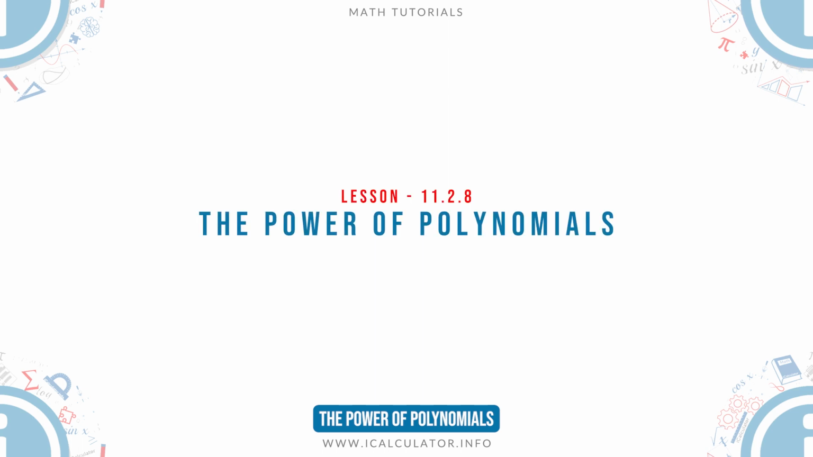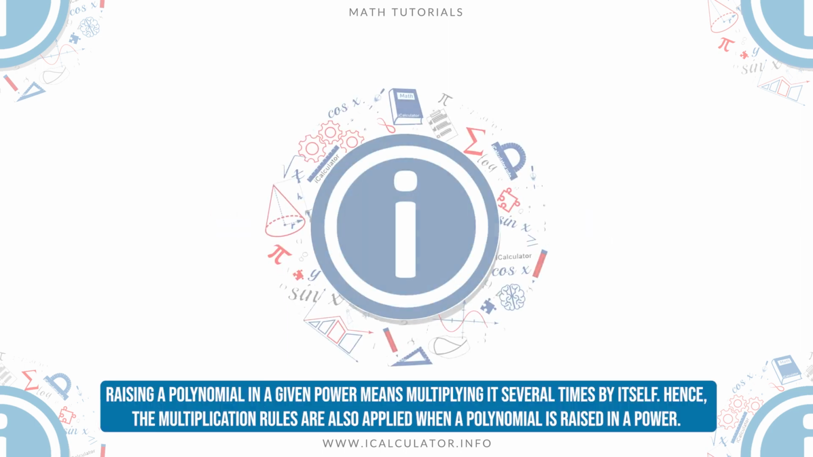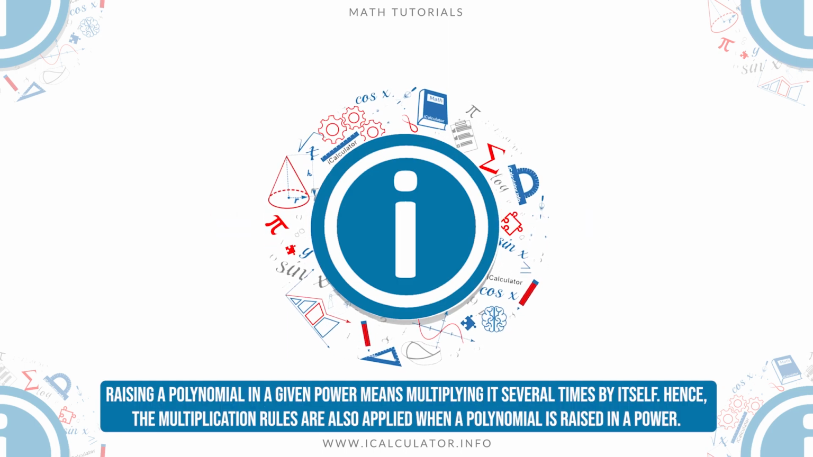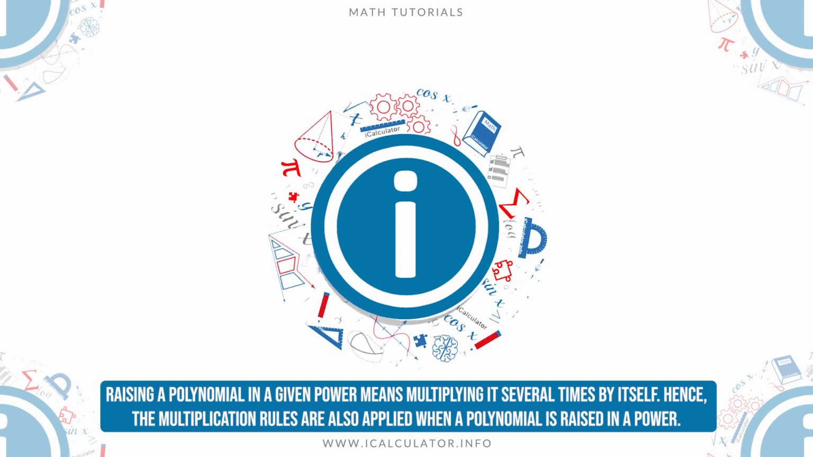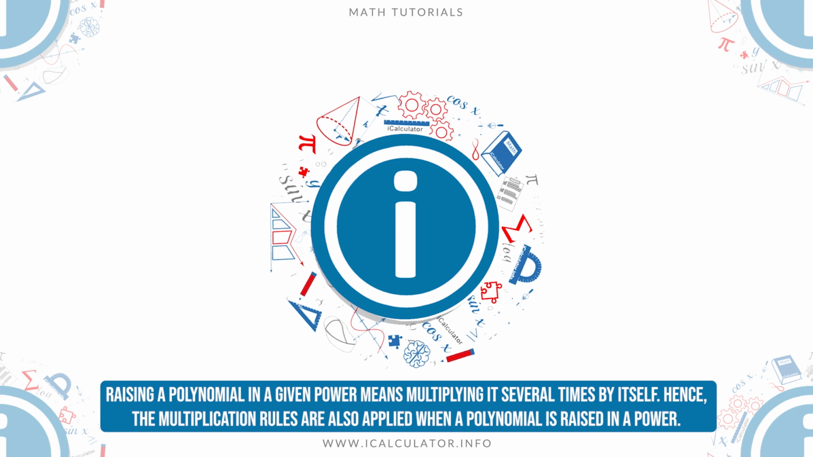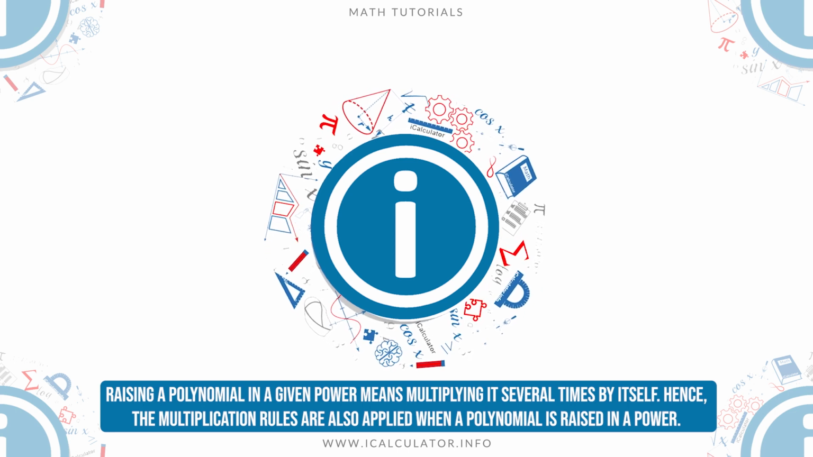The power of polynomials. Raising a polynomial to a given power means multiplying it several times by itself. Hence, the multiplication rules are also applied when a polynomial is raised to a power.